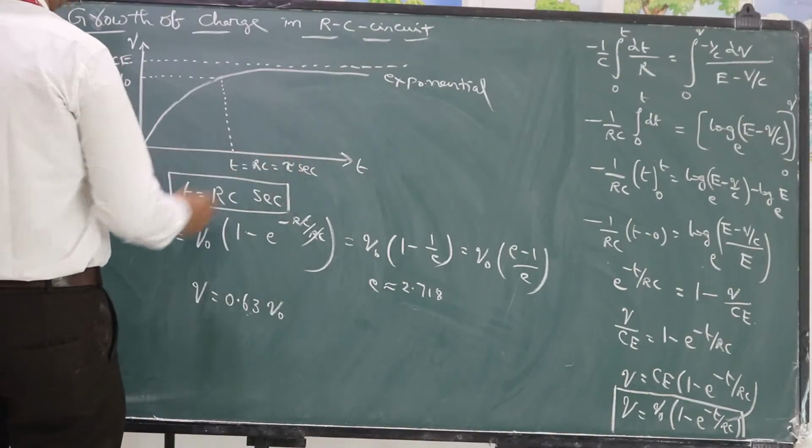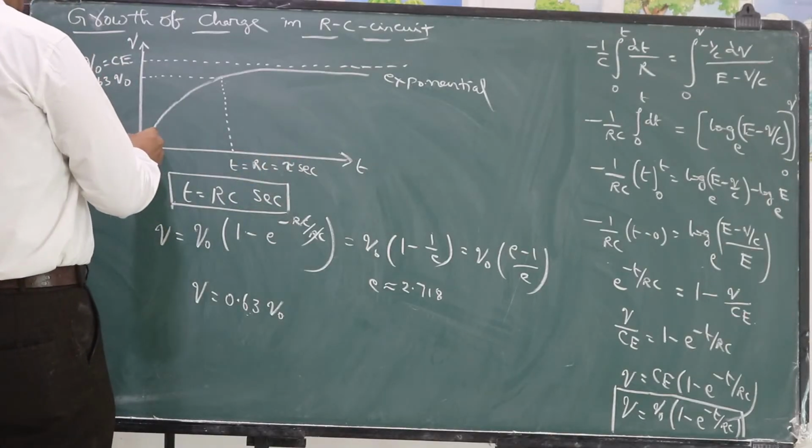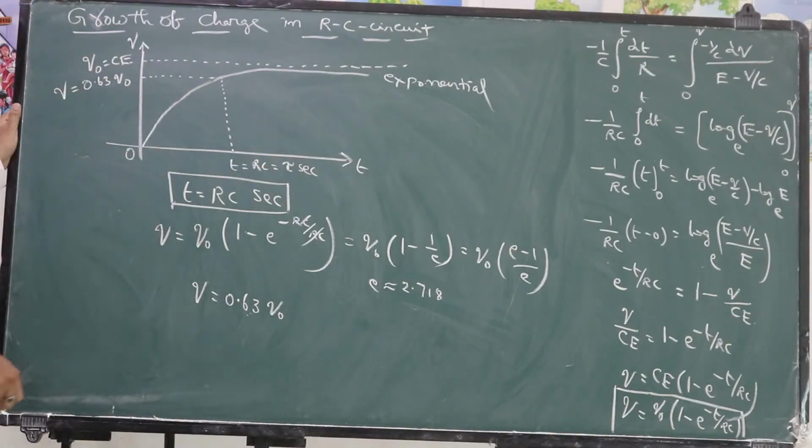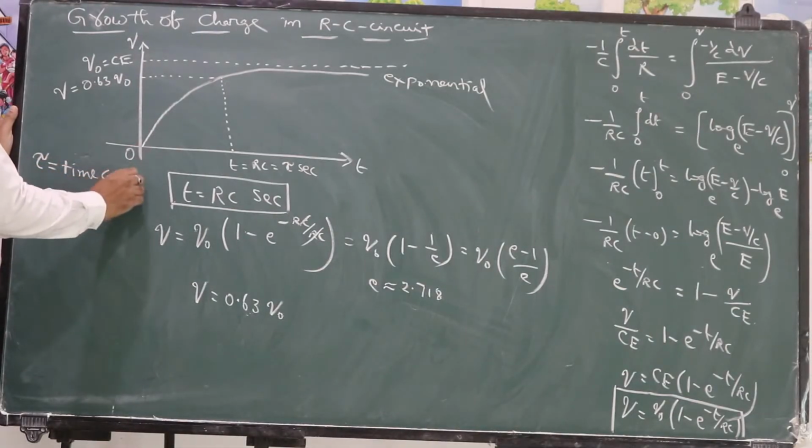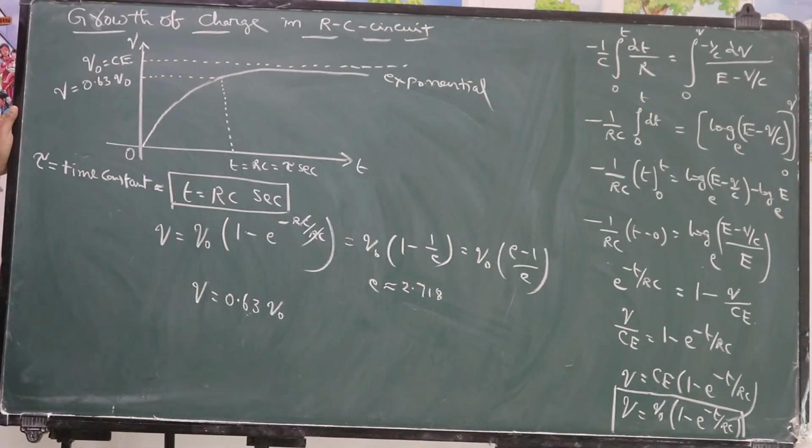So this time up to which there is a considerable growth of charge in the capacitor is called the time constant of the circuit. Tau is called the time constant of the circuit. The time constant's formula is RC seconds.